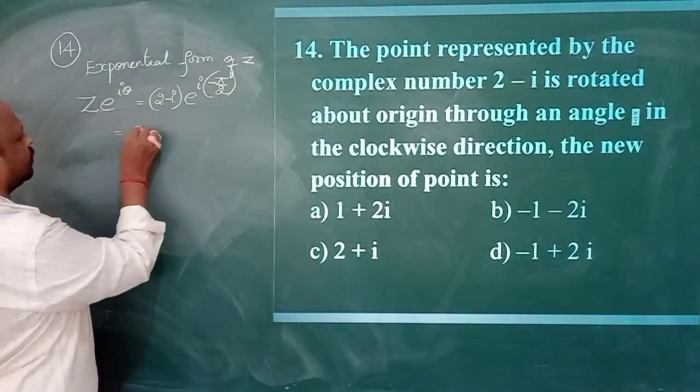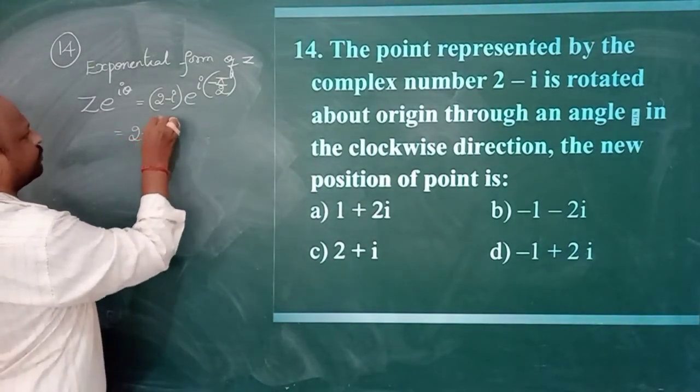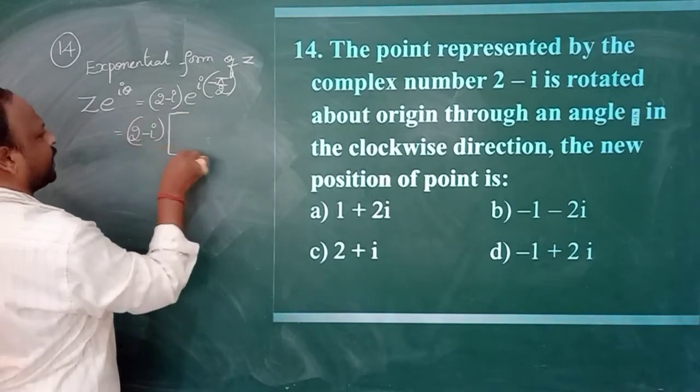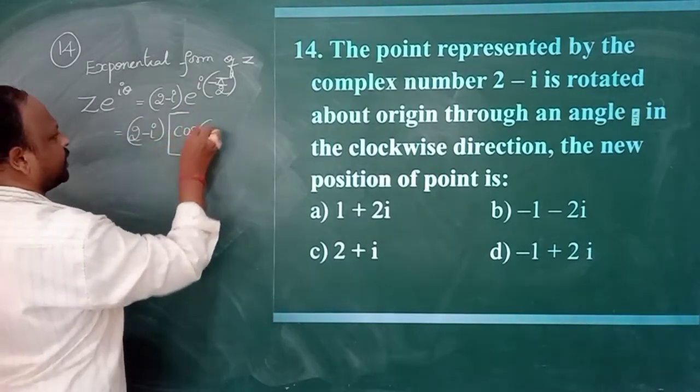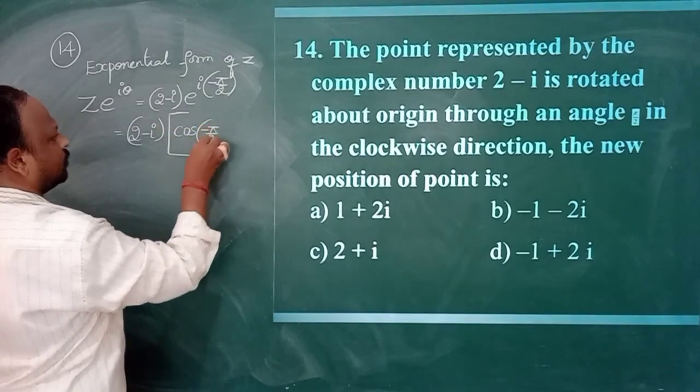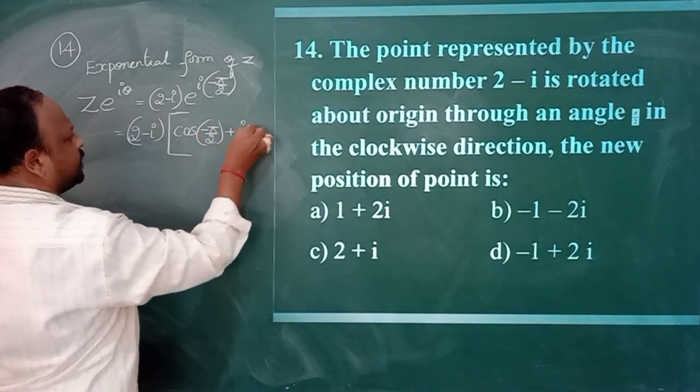So here 2 minus I e power I theta is nothing but cos theta plus I sin theta.